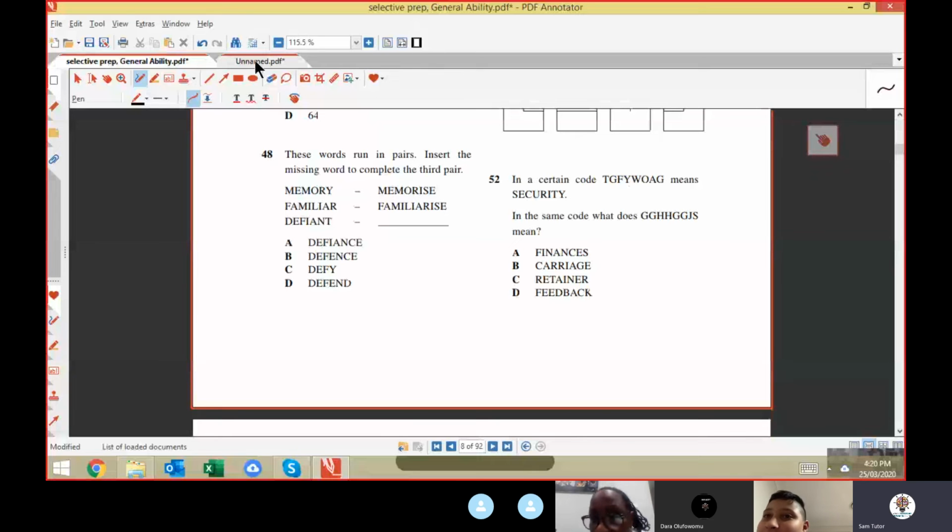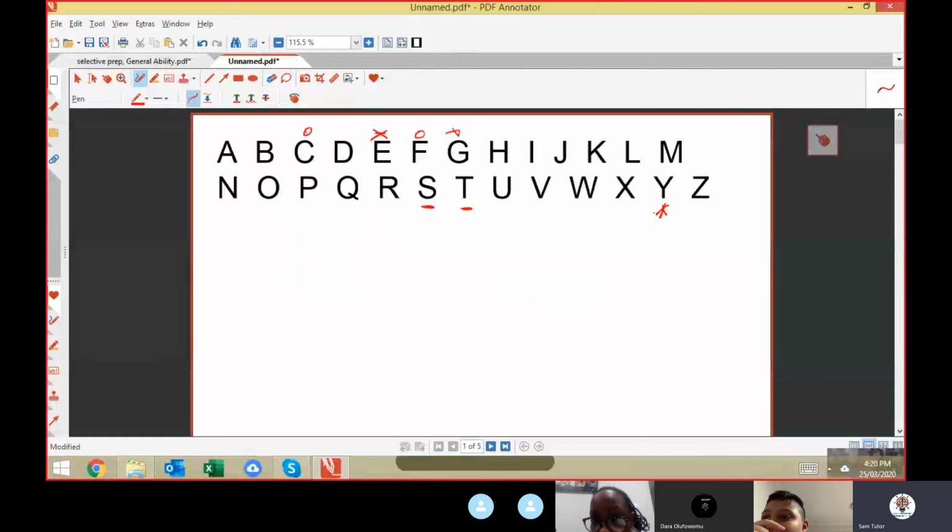Y becomes U. Anyone feel like they've worked out the pattern? T becomes S, G becomes E, F becomes C, Y becomes U. Anybody realize a pattern there or not really?